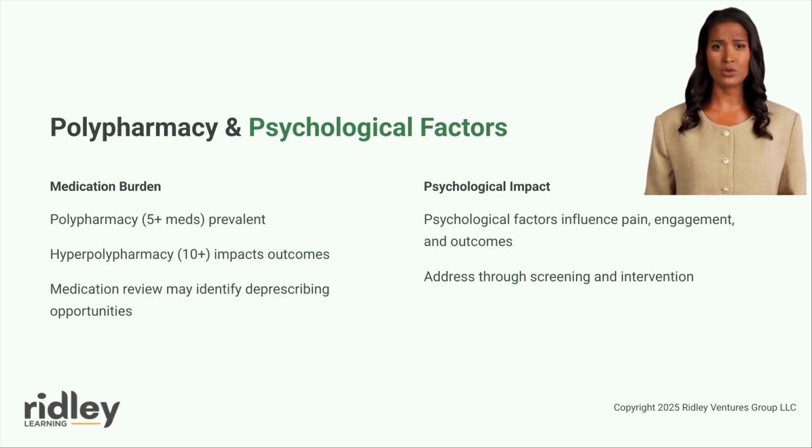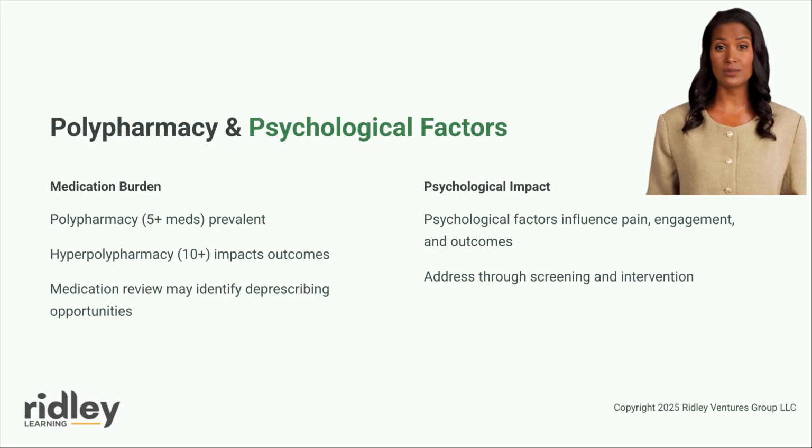Polypharmacy, defined as concurrent use of 5 or more medications, is prevalent in the elderly stenosis population and has been associated with worse rehabilitation outcomes. Research by Kawabata and colleagues found that hyperpolypharmacy involving 10 or more medications had significant negative impact on surgical outcomes in lumbar spinal stenosis patients. The mechanisms underlying this association likely include increased fall risk from sedating or hypotensive medications, drug interactions affecting exercise tolerance, and the general marker of medical complexity that extensive medication regimens represent. Medication review in collaboration with pharmacy and primary care providers may identify opportunities for deprescribing that could improve rehabilitation participation and outcomes.